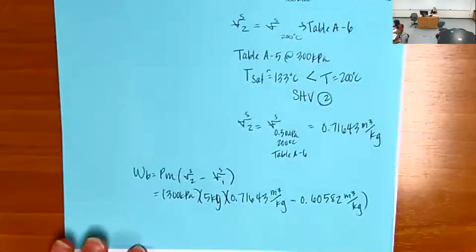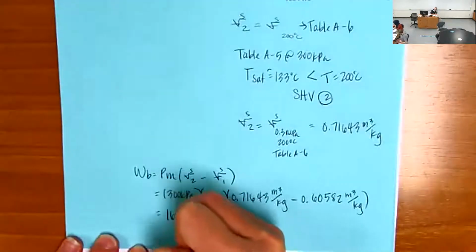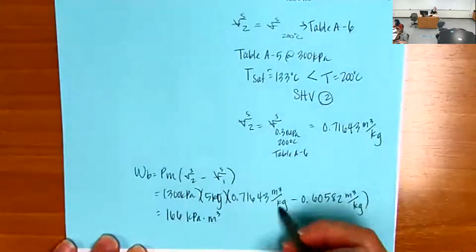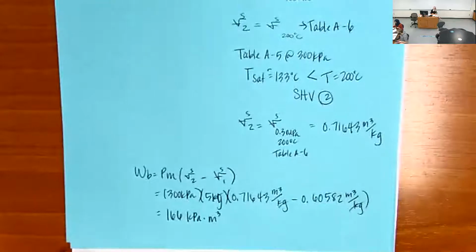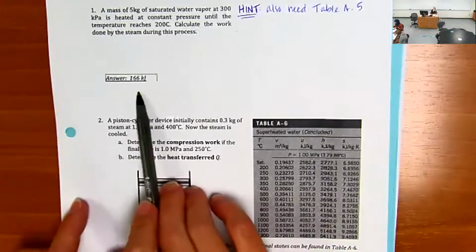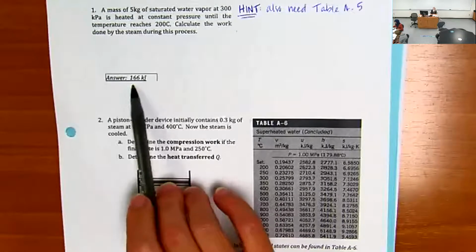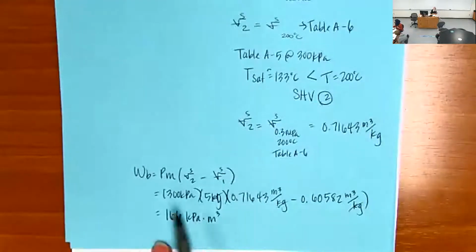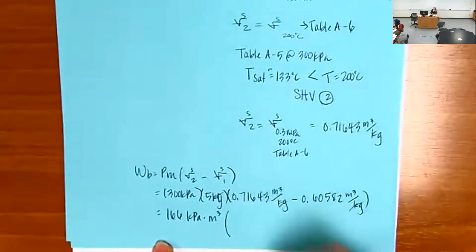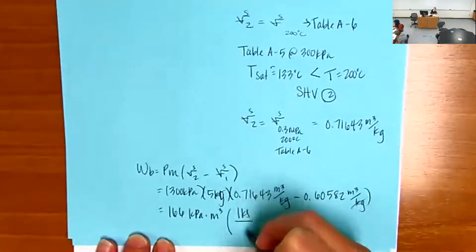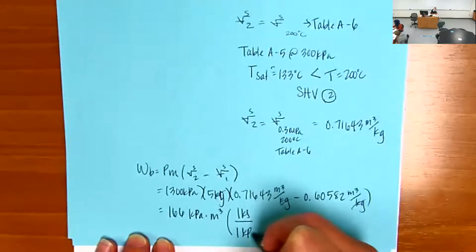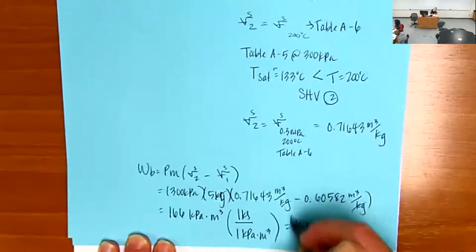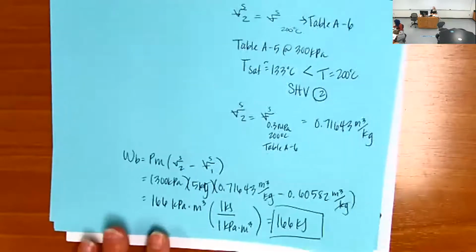So when I do this math, I get the answer of 166 kilopascal cubic meter, right? Because my kilograms will cancel. But I've given you the answer to the solution in joules. I would probably ask on the exam, give your answer in kilojoules. So we're going to need to convert from kilopascal cubic meter. This is a conversion I've been doing all week. It's really easy. 1 kilojoule is 1 kilopascal times cubic meter, which means we have 166 kilojoules, roughly, as our answer for problem one.